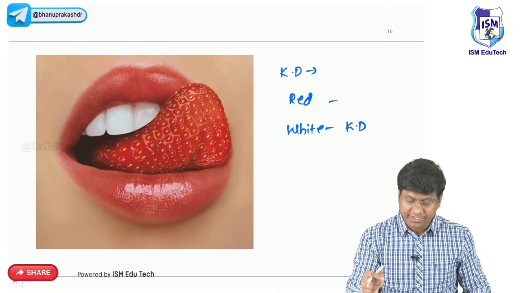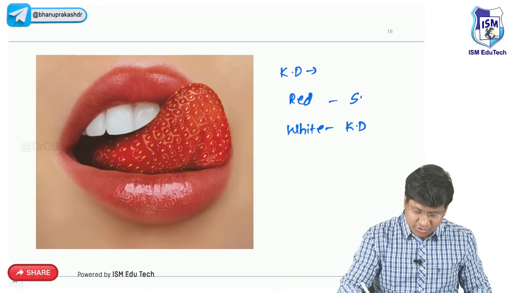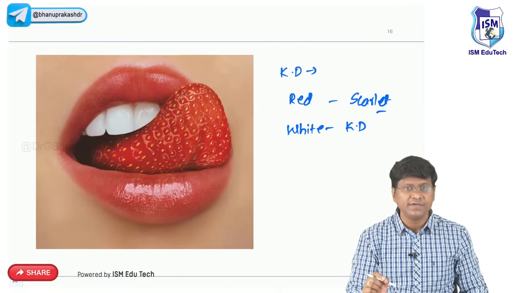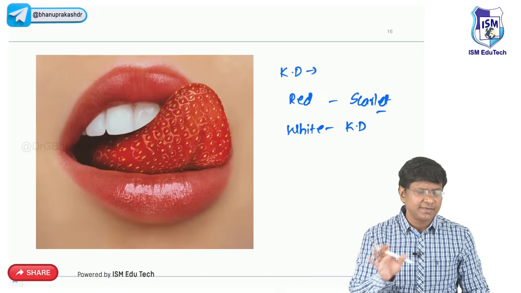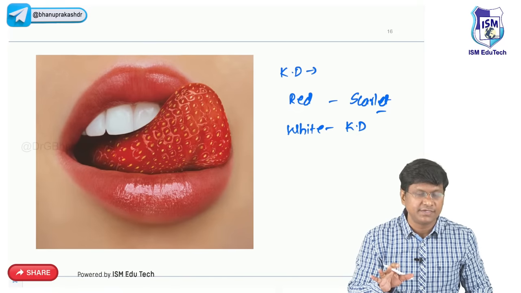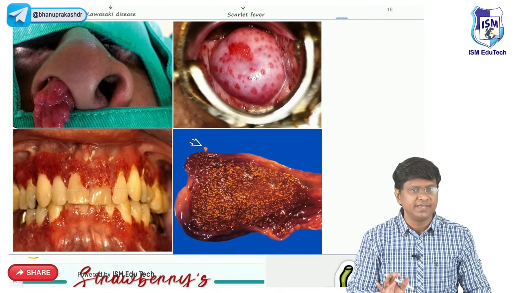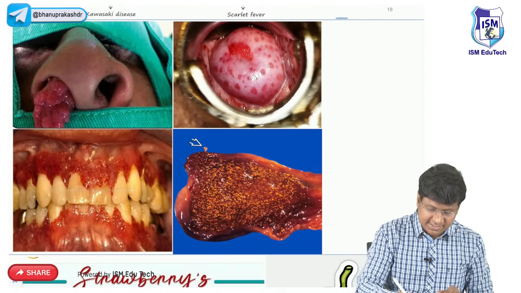Then what is the condition where you will have the red strawberry tongue? The red strawberry tongue, you will have in case of scarlet fever. It is seen in case of scarlet fever. And there are many strawberries, and this is one of the fancy questions which has been asked in the recent past, right? So these are all the strawberries in medicine, and we have a few more strawberries. I'll just discuss them.